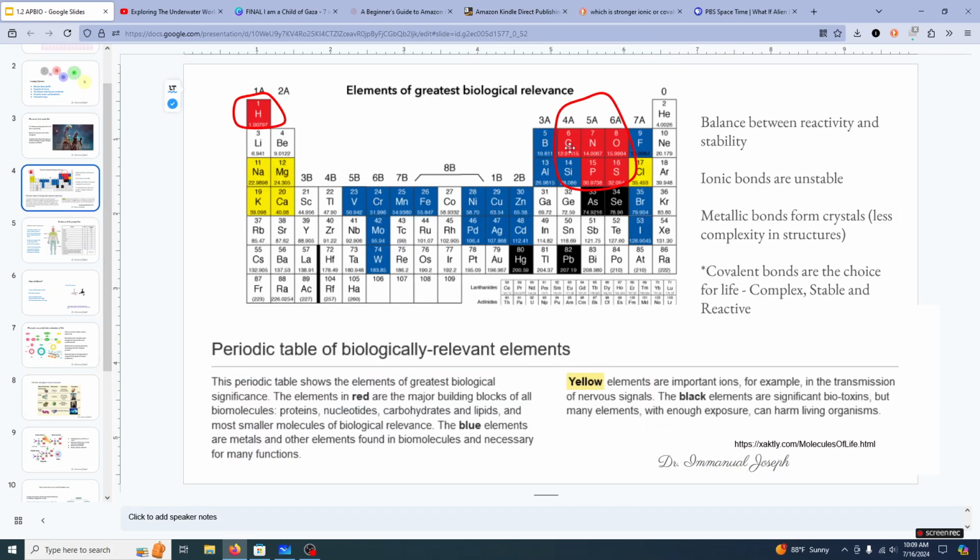So carbon becomes a much more interesting candidate for creating complex biological structures compared to the other candidates here. So while all of these hydrogen, carbon, nitrogen, oxygen, phosphorus, and sulfur are important for life, carbon becomes the most important molecule because it not only meets all the requirements for balance between reactivity and stability, but it can form the most complex structures. Silicon is similar to carbon, but it is not a good candidate for life, and we will see why in a minute.